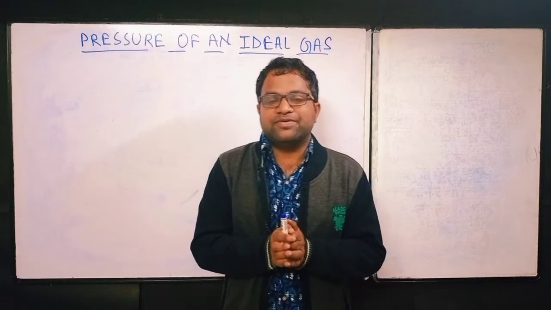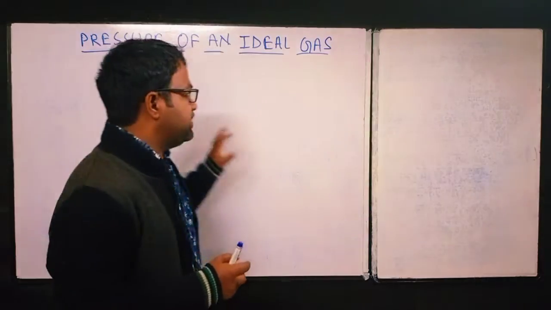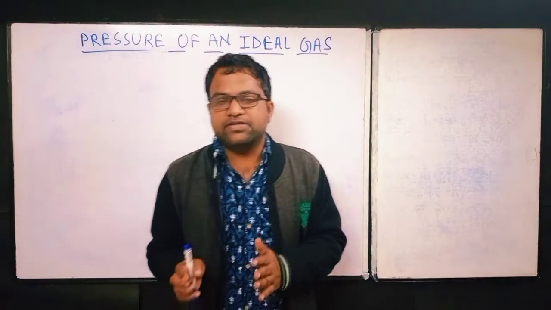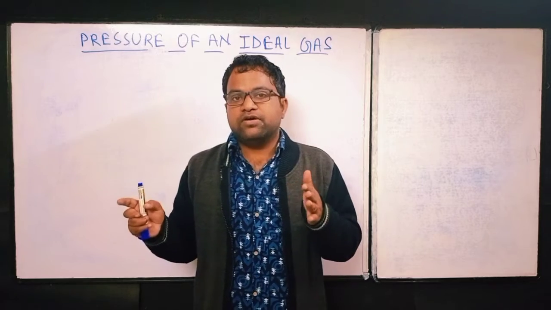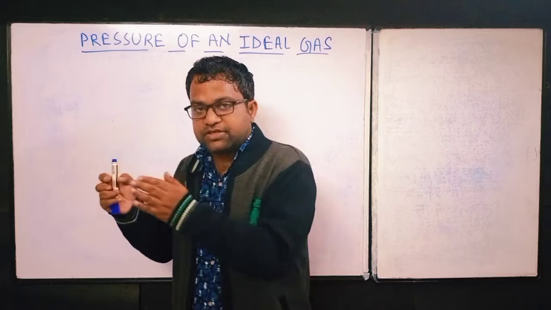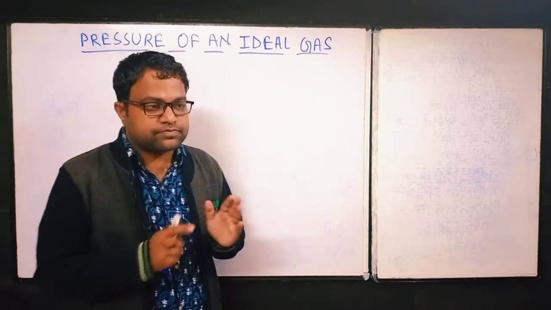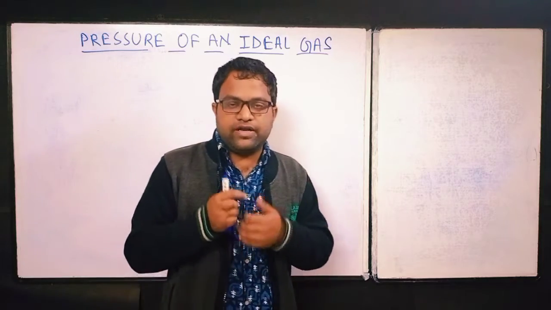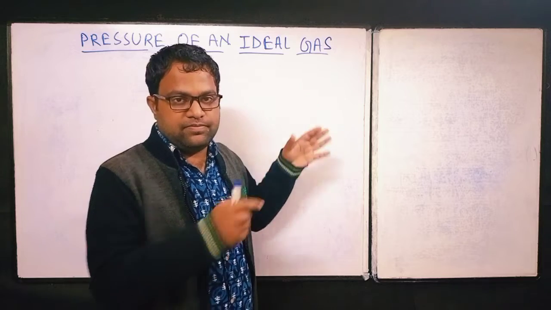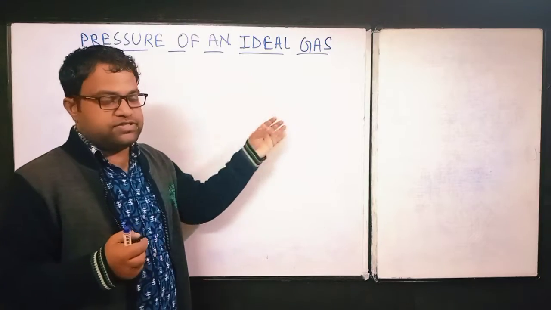Hello everyone, welcome back. So today in this video I'll discuss the pressure of an ideal gas. Basically we'll keep an ideal gas inside a box, and we will calculate the pressure exerted by the gas molecules on the wall of the container. Also we'll calculate the RMS speed of the molecules inside the box, that is, their root mean square velocity.